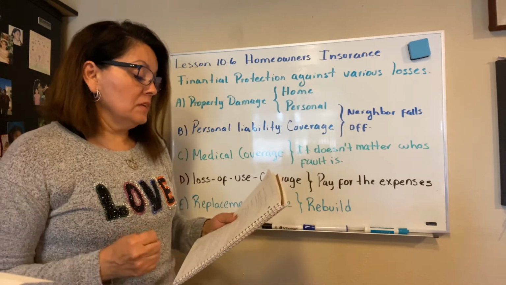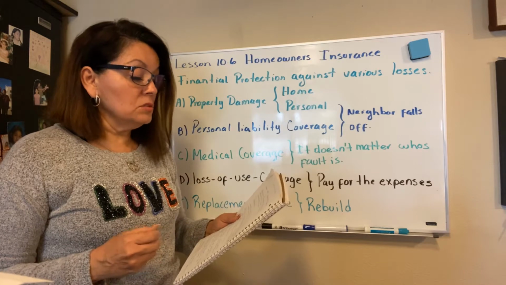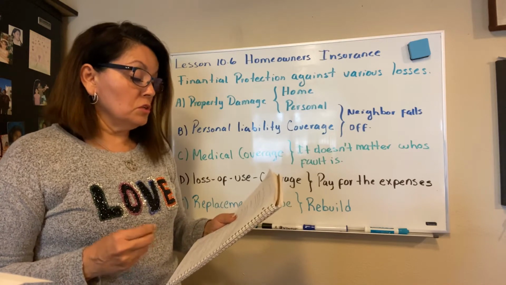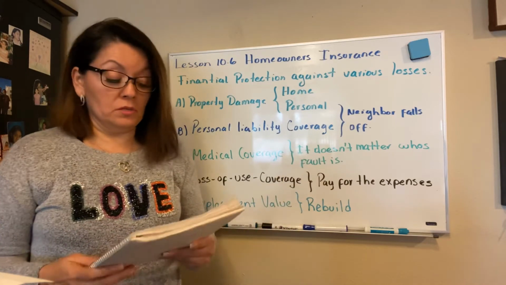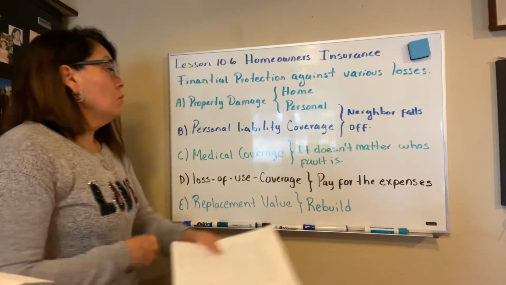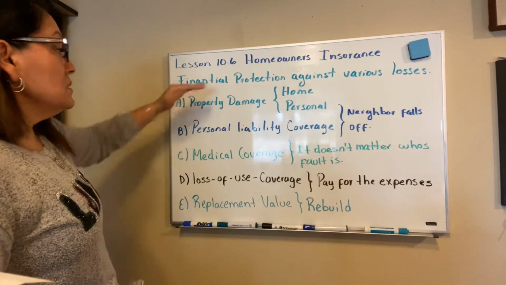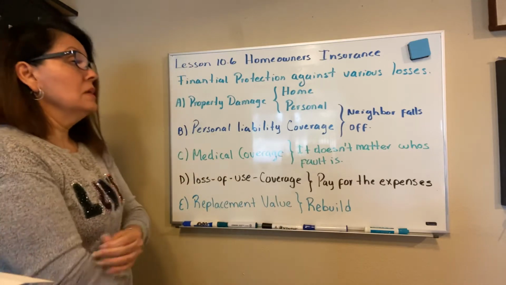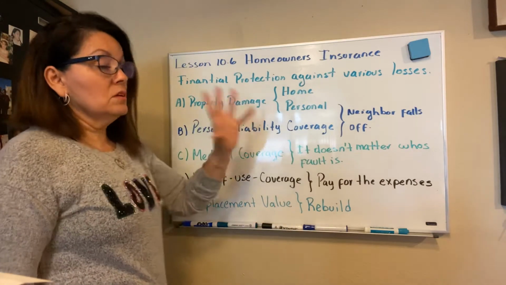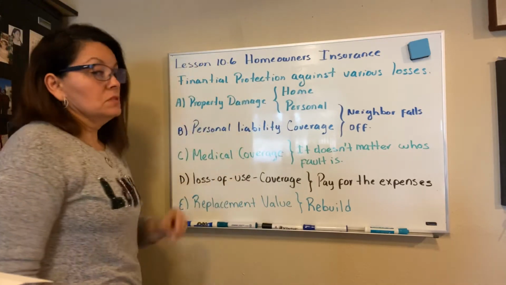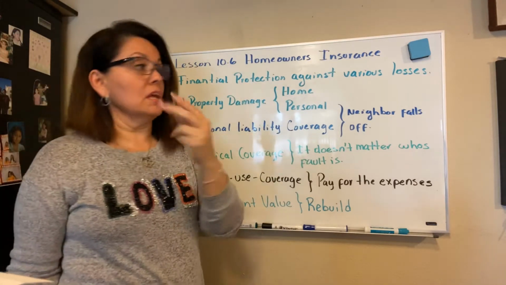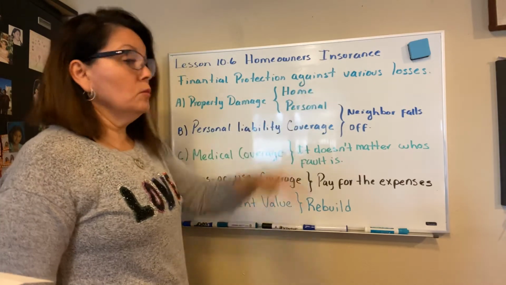What is the objective of this lesson? It says the student will be able to determine the amount of coverage for homeowners insurance. So what is insurance? It's a financial protection against several losses. Like what? Property damage. This includes two things, the home and the personal.